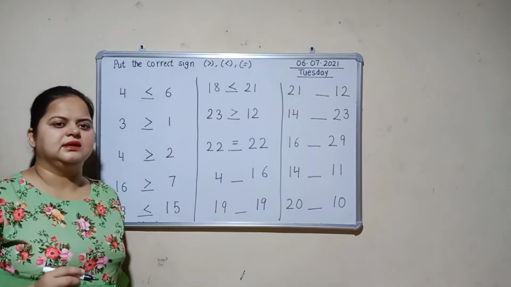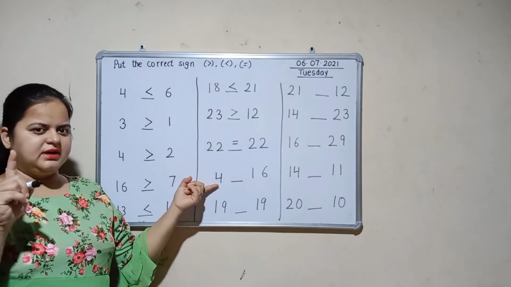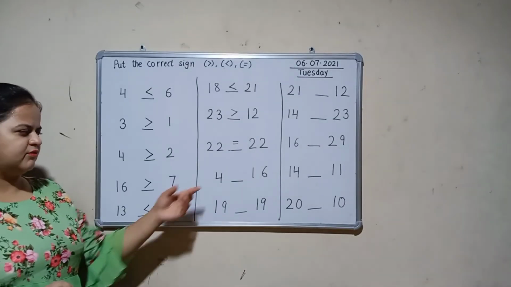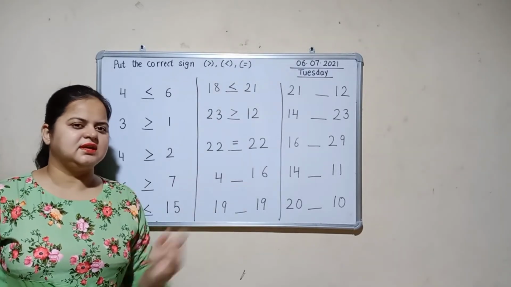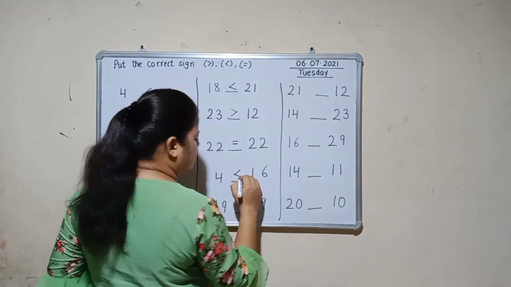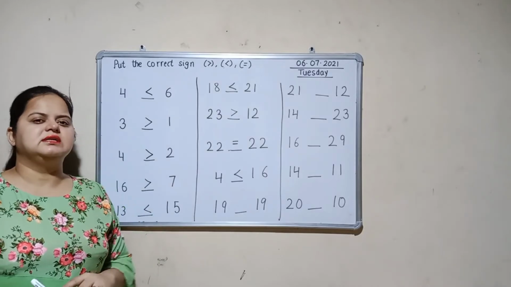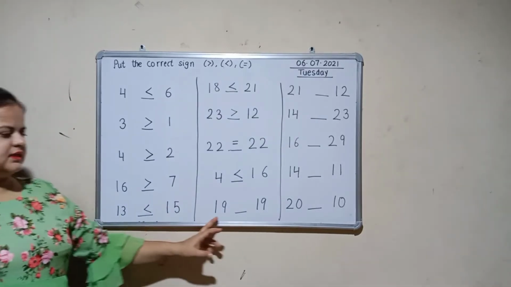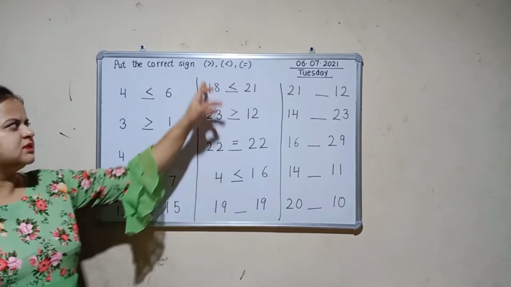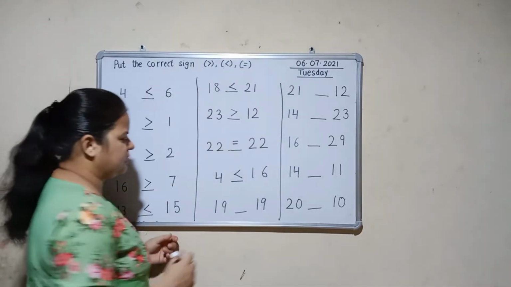4 and 16. Again we have two numbers and one is a one digit and another is a two digit number. So which is greater, 4 or 16? Yes, well done. 16 is greater than 4 because 16 is a two digit number and 4 is only a one digit number. Okay, 19 and 19. Again we have two same numbers. So which sign will we put here? Sign of equal. Yes, very good.